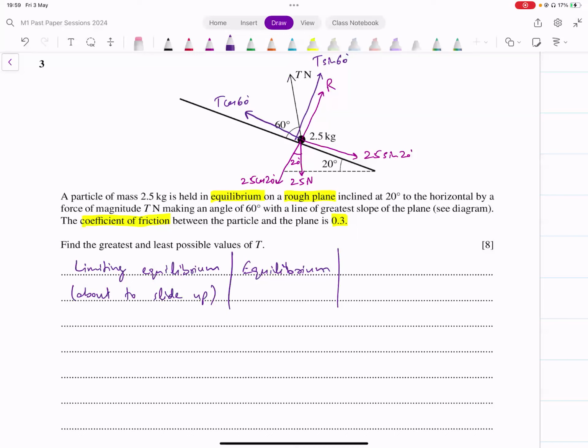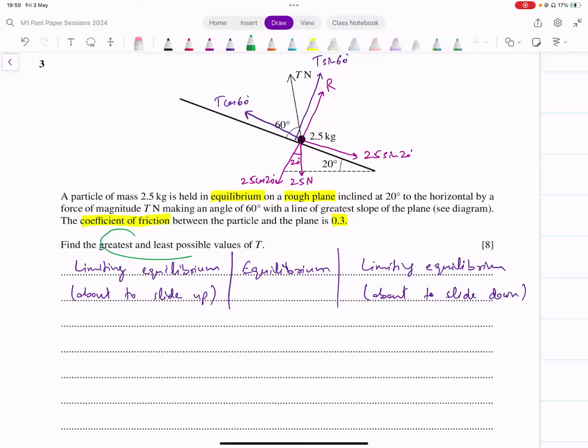And then another extreme case of equilibrium would be that the particle is in limiting equilibrium and it is just about to slide down the plane. So there are three possibilities that we have for this equilibrium. Either the equilibrium is non-limiting, that's in the middle, or it's limiting such that the particle is just about to move up the plane, or it's limiting in the sense that the particle is just about to move down the plane.